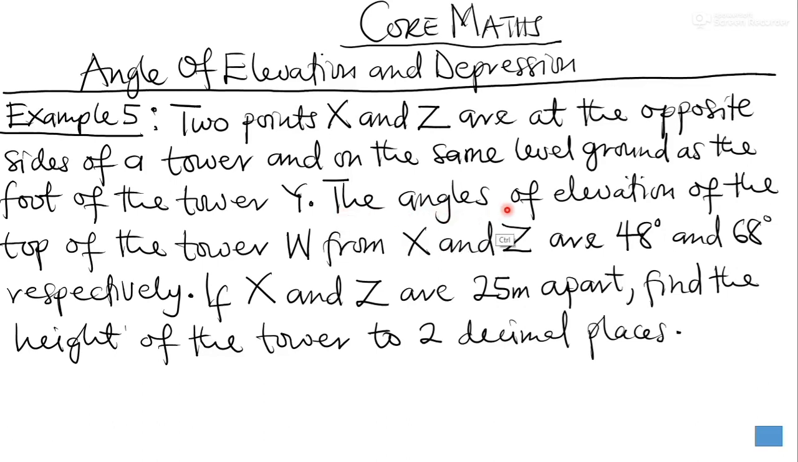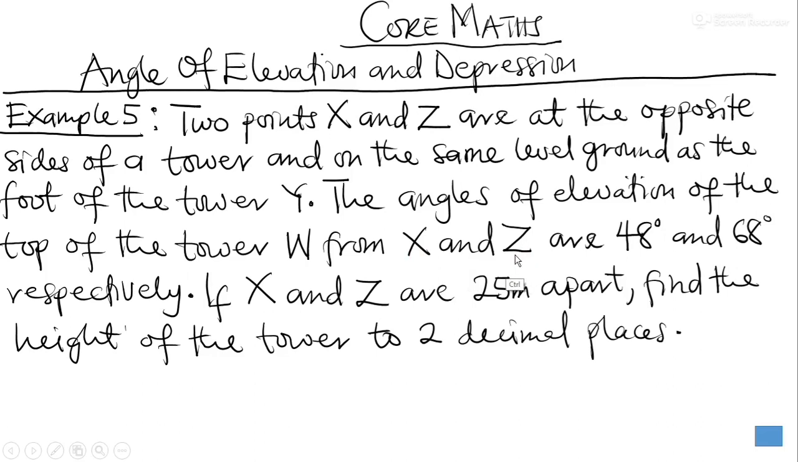So let's read. The angles of elevation of the top of the tower W from X and Z are 48 degrees and 68 degrees respectively. Reading this statement, we see that there are 2 points of observation and 1 object. Let's read it again. The angles of elevation of the top. So here the object is the top of the tower, from X and Z. So we have 1 object and 2 points of observation.